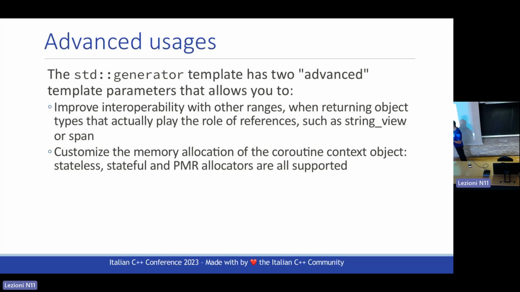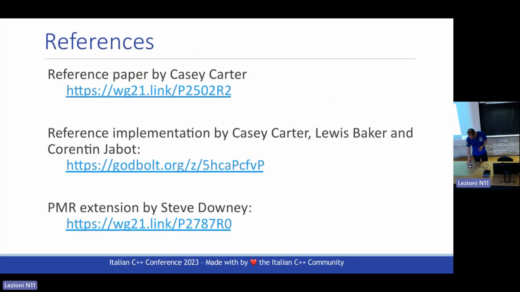And then you can customize the allocation of the coroutine context. If you want to use your own allocator, you can do this. Okay, so these are the references. The paper that presented the facility. There is an addition to implement for... No, sorry. This is the extension for polymorphic allocators, and this is the reference implementation. The link is actually contained in this paper, but okay.